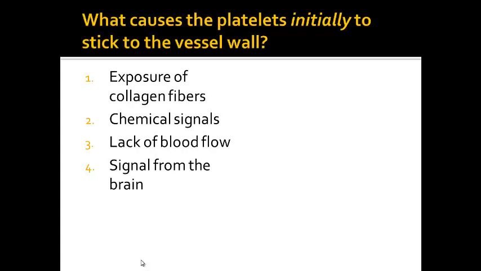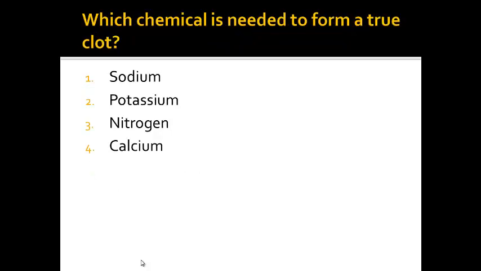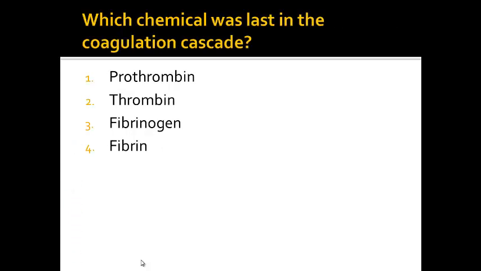What causes the platelets initially to stick to the vessel wall? And it is those collagen fibers that make up that kind of outer tube of the blood vessel that start to penetrate inside the tube once the tube has been punctured. And then the chemical needed to form a true blood clot to do all the conversion of proteins in the presence of calcium. Which chemical is last in the coagulation cascade? If you just remember them in the order that they are on the screen, you're good.